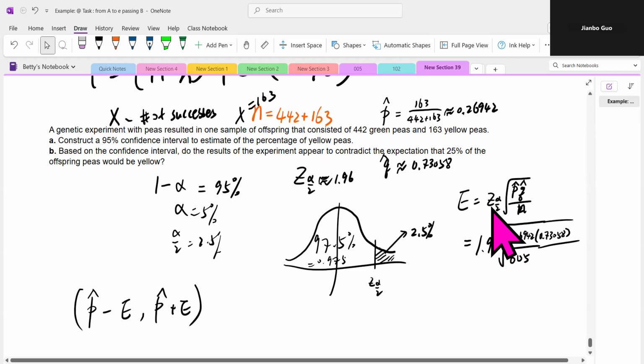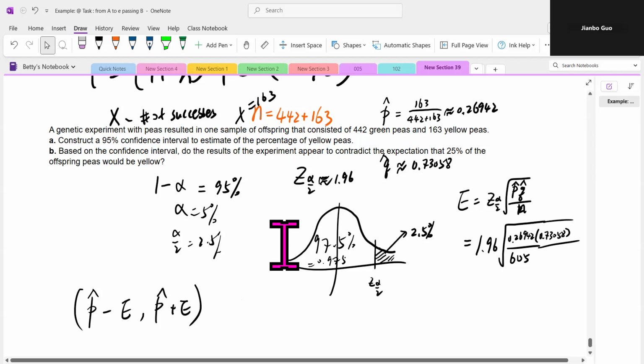We need to know the value for Z sub alpha over 2, that critical value. The confidence level of this problem is 95%. It is given. The confidence level is 1 minus alpha. 1 minus alpha is the confidence level, which is equal to 95%. Then we can find the value for alpha over 2. If 1 minus alpha is 95%, alpha is 5%, then alpha over 2 is 2.5%.